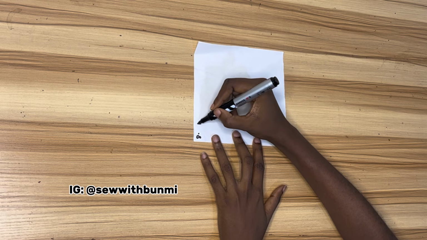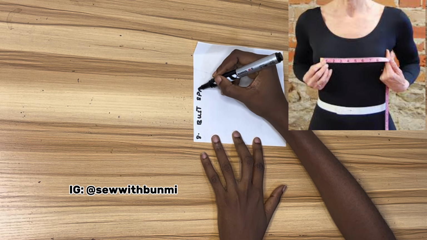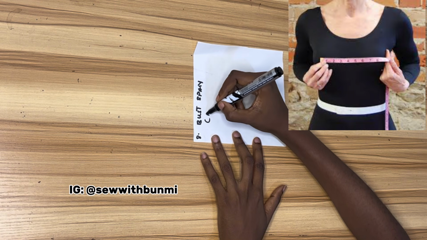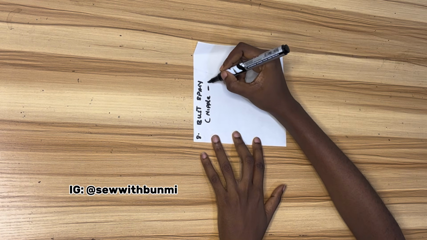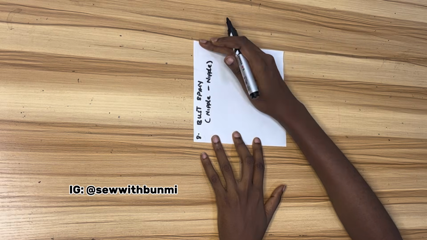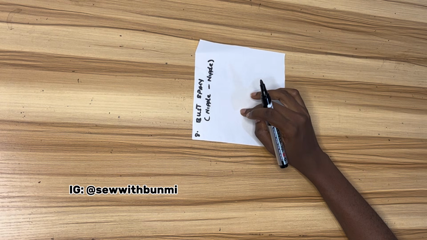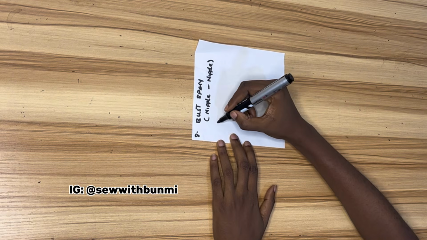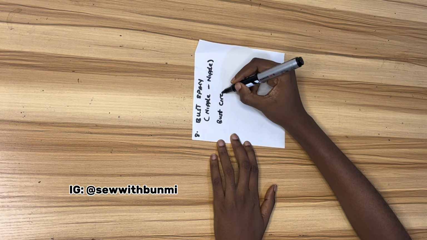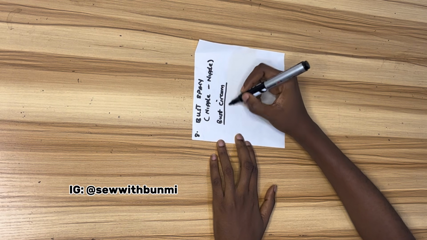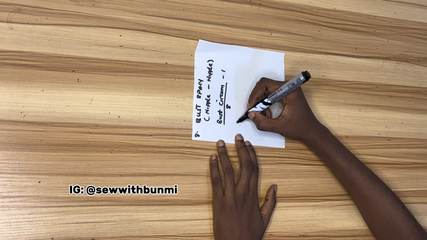So the next formula we'll be working on is the bust span measurement, which is a very important measurement in sewing. The bust span is also called the nipple to nipple. So what happens if you forget to take your nipple to nipple measurement, whether for yourself or your client? What to do is to take your bust circumference measurement, divide it by 8, and then subtract 1 from it.